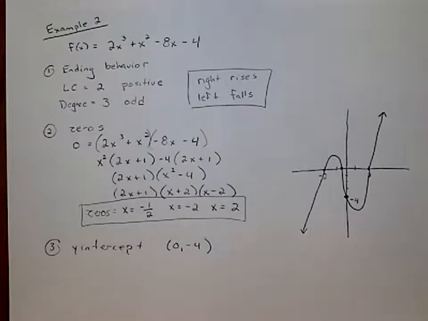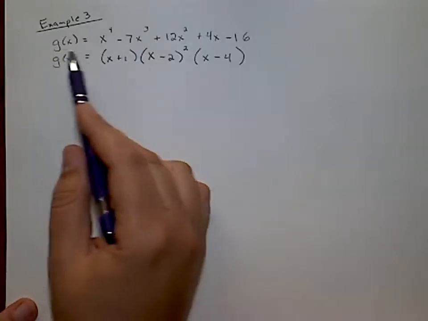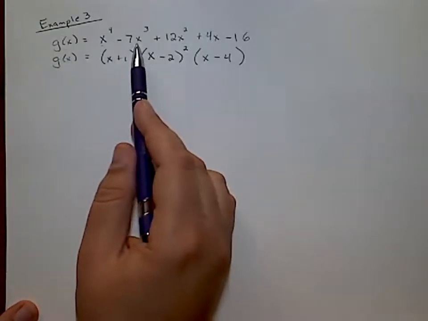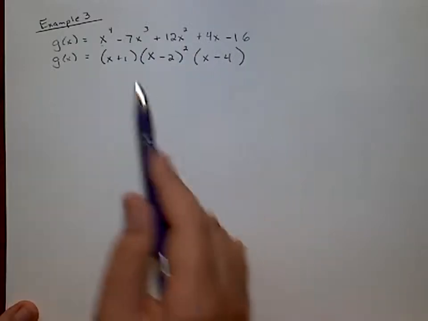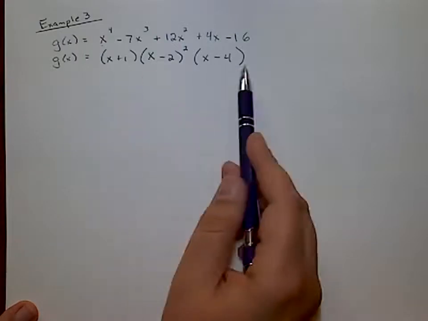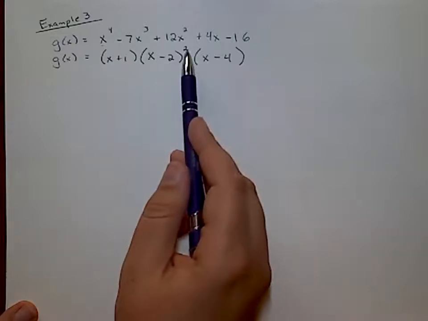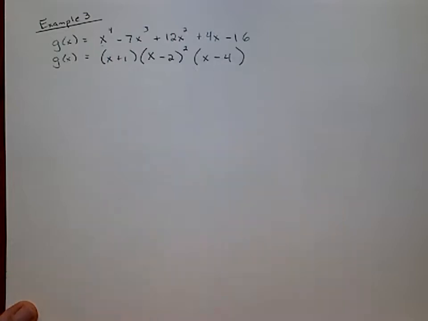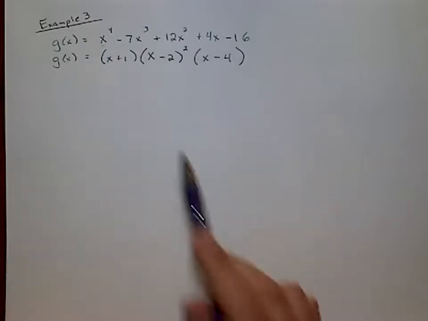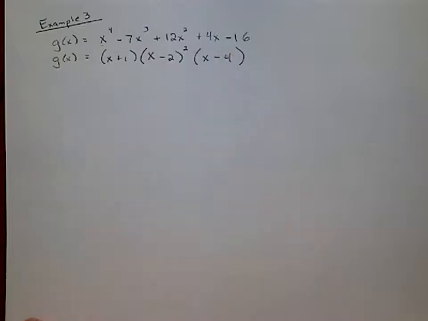One more example to go. So example 3, we have g of x equals x to the 4th minus 7x to the 3rd plus 12x squared plus 4x minus 16. Now they're polite enough to give us the factored form of it, x plus 1 times x minus 2 squared times x minus 4. Because this is a 5-term polynomial, we do not have the skills yet in order to factor that. You will learn how to break this down in MAT176 pre-calc.